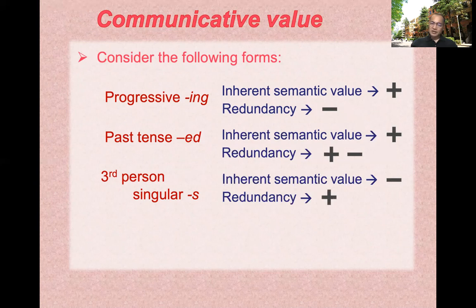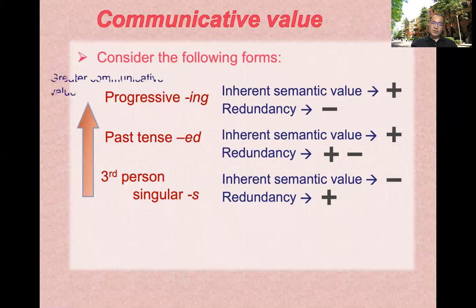Inherent semantic value, like I said, third person singular s does not really have any meaning as far as communication is concerned. Redundancy, well, it's highly redundant because of, for example, he speaks English. The moment you say he, we all know that you're talking about third person, right? So s is already highly redundant. So in this scale, we would say there's greater communicative value for ing, ed can be in the middle, and third person singular s has the lowest communicative value. And in fact, progressive ing is acquired earlier than past tense ed. Ed is acquired earlier than third person singular s.